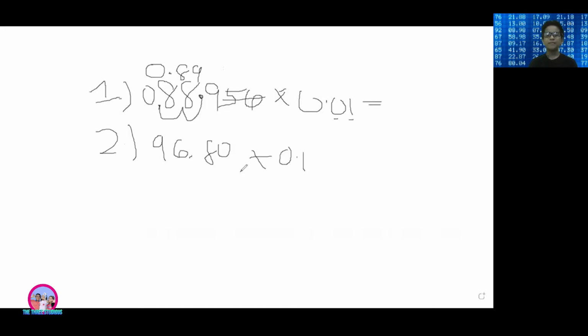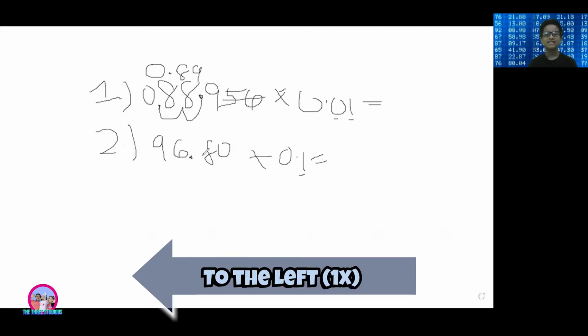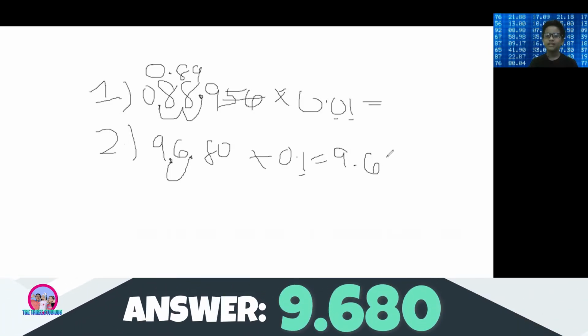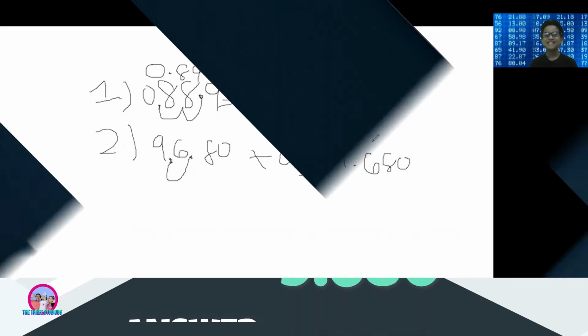The second example is 96.80 times 0.1. Since there is only one decimal place here, we will move this decimal point to the left once. 1. So our answer is 9.680 or 9 and 680 thousandths.